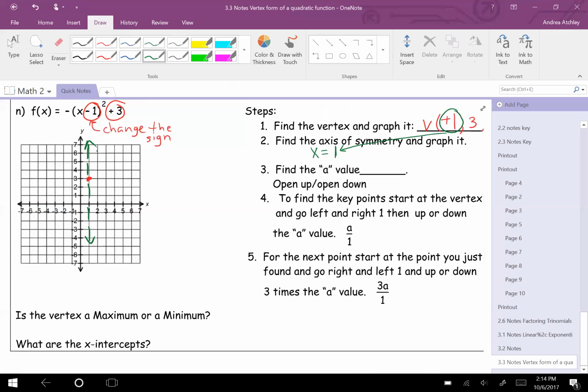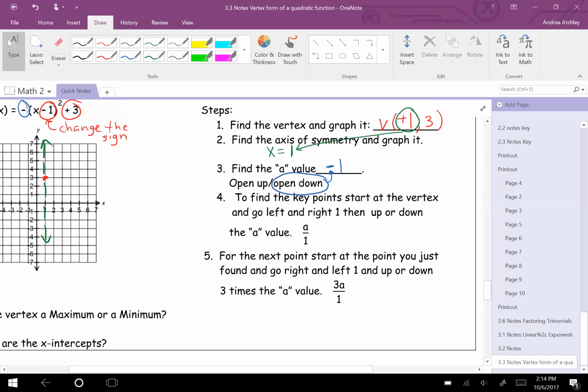Then we want to find the a value. Can anyone raise their hand and tell me what the a value is? Yeah. Negative 1. My a value is negative 1. Since there's not a number there, we write in the negative, the 1. So this isn't stretching or shrinking at all. It's just reflecting because it's negative. Now to graph this, is this going to open up or down, you guys? It's going to open down because it's negative. Remember, the negative tells me it's opening down.